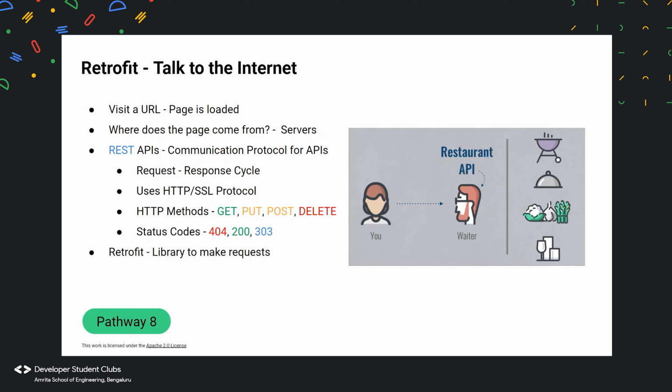And in a similar fashion, there are APIs or communication protocols for APIs that let the websites or the networks or the internet talk to different servers to get corresponding pages. One of the communication protocols is REST, and it follows something known as a request-response cycle. So you request a page and the server gives you back a response. There are certain methods you can use with this protocol, and there are certain status codes. I'm not here to talk about all that.